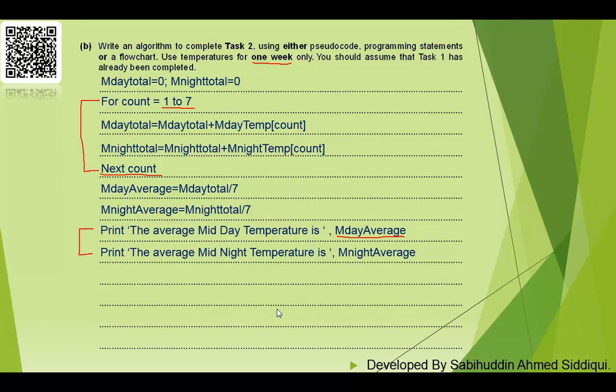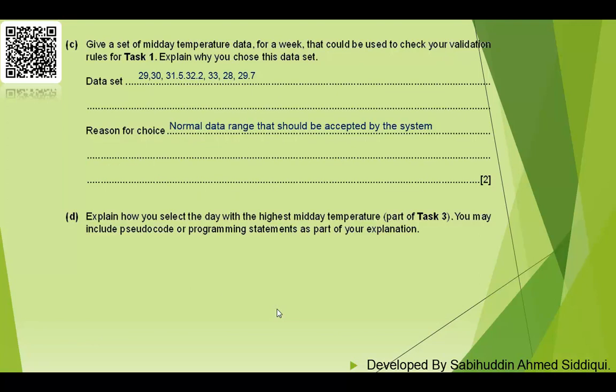Now moving on to the next question. Given a set of midday temperature data. See, I'm just highlighting this: midday temperature data for a week. That means just for 7 days. You can see the length of the data is 7. That could be used to check your validation.